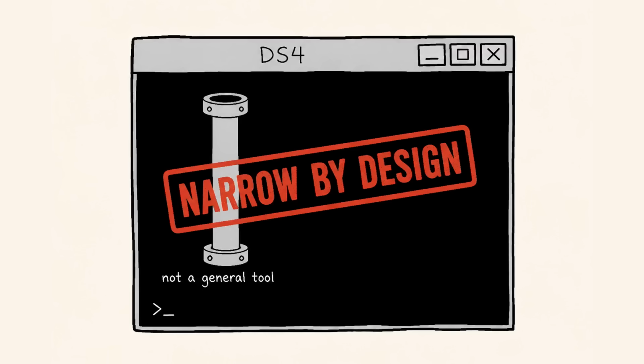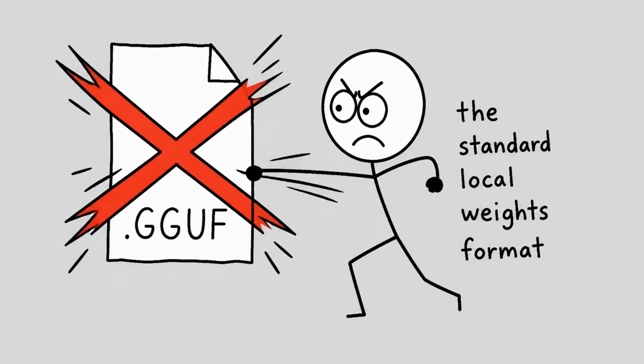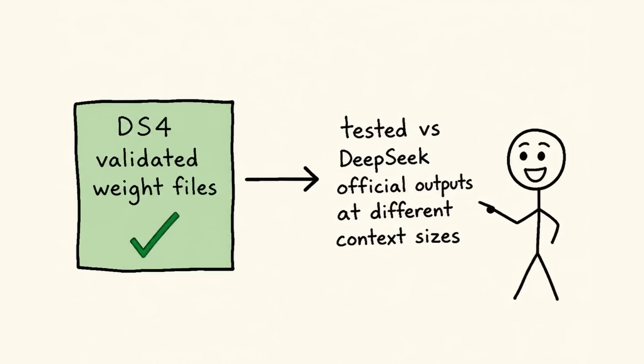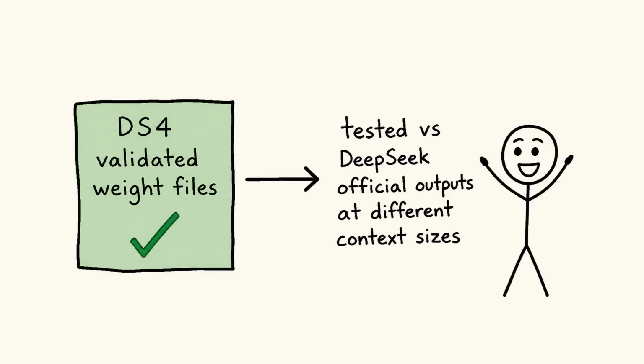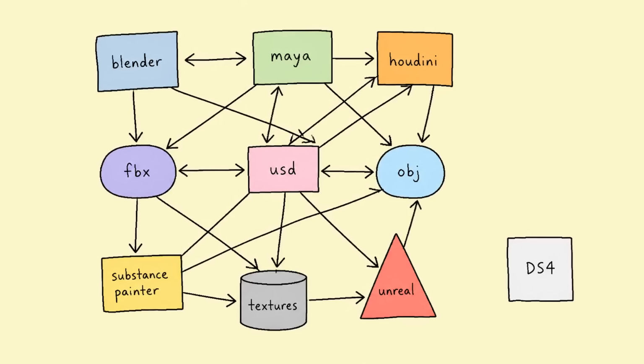Now, here's the part that split the community. DS4 is not a general tool. It will not run your favorite model. It won't load arbitrary GGUF files, which is the standard format everyone uses for local weights. It ships its own validated weight files, tested against DeepSeek's official outputs at different context sizes, and it runs those and nothing else. And critics call that lock-in. The local AI world's already got this tangle of tools and formats, and here's a popular project just refusing to play with any of them.